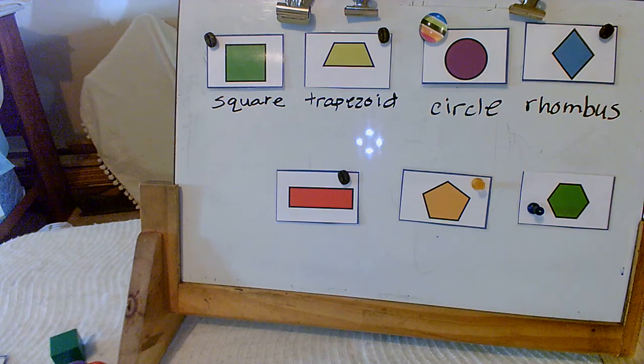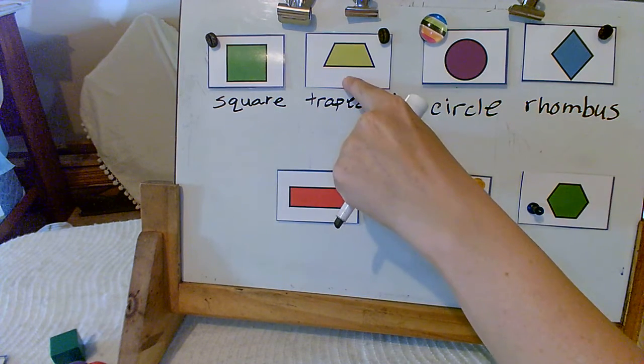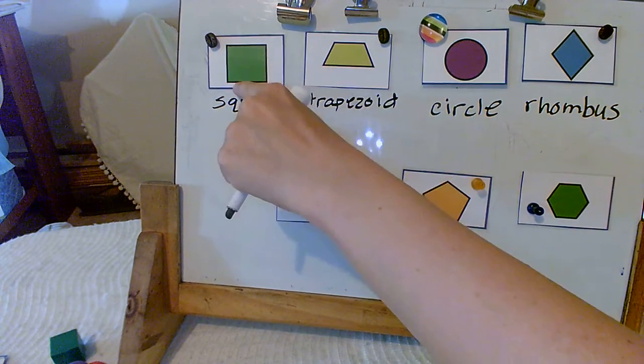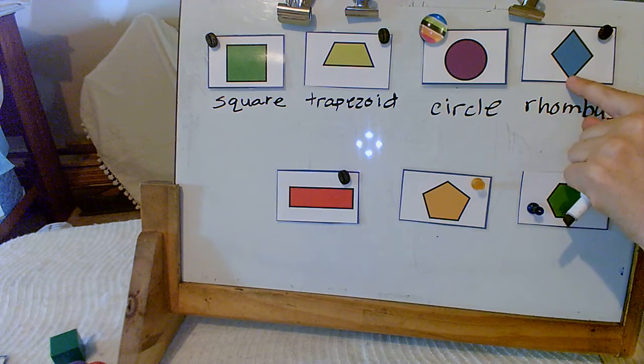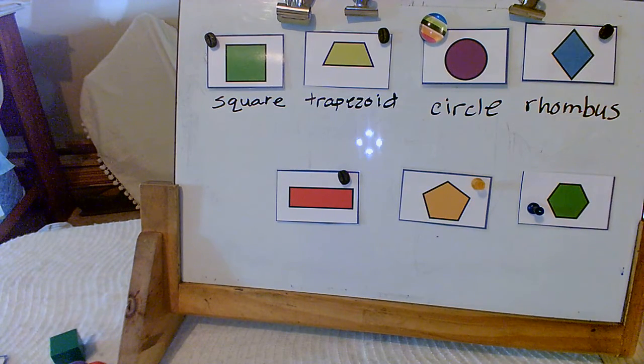And how many sides does a rhombus have? A rhombus also has 4 sides, but does a rhombus look like a trapezoid? Does it look like a square? No, it has its own look, but it still has 4 sides like some of our other shapes.